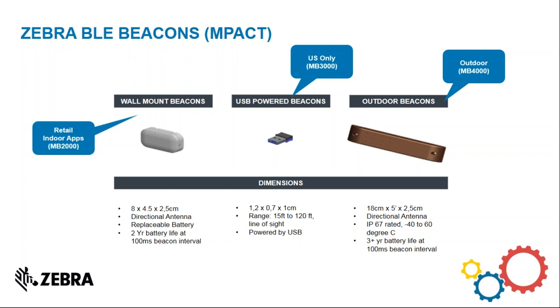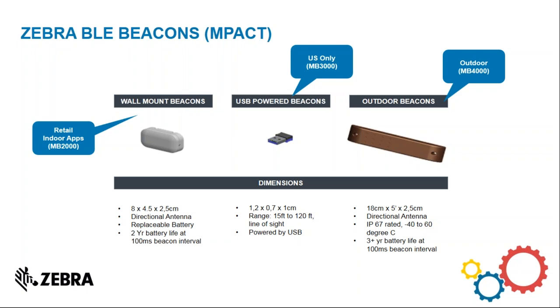The leftmost is the wall mount beacon for typical indoor use, for retail and other applications where the user is in the radius of some meters of the beacon. Then we have the USB powered, a very nice device because it's powered by USB, so you don't have to rely on batteries, but unfortunately it's certified for US use only.